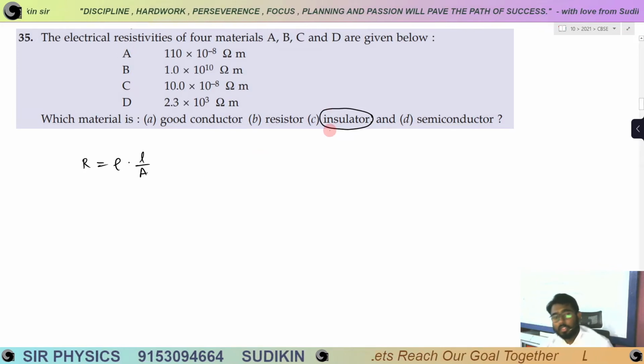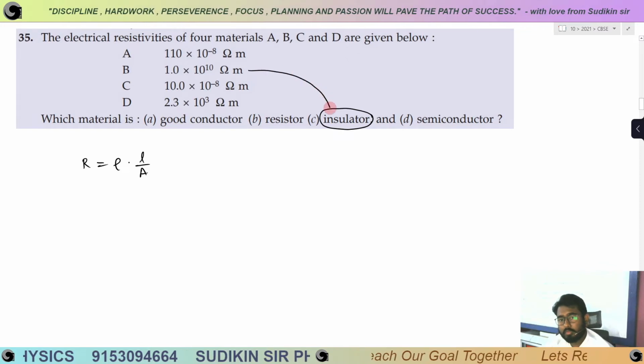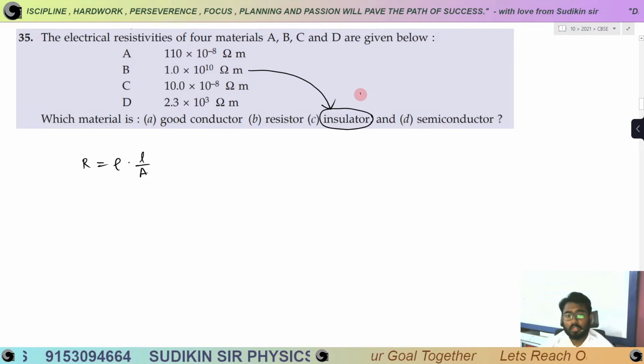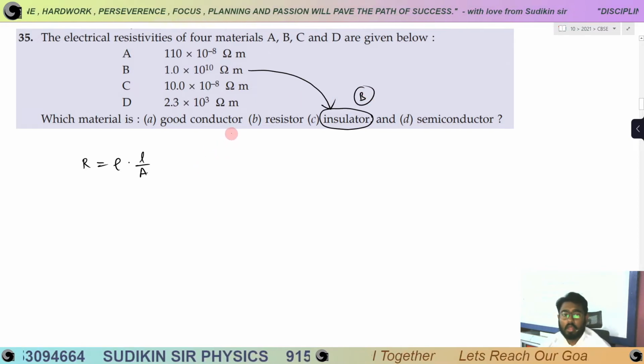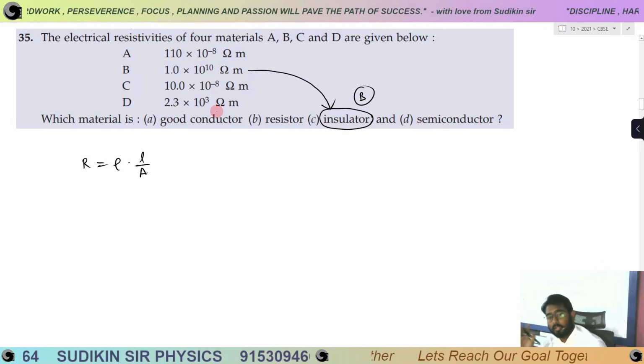Okay, so this is an insulator. So insulator will be option B, right? This one will be insulator. Am I clear? Because this has the maximum value. So insulator becomes B. Now after insulator we have semiconductor, a good conductor, resistor.